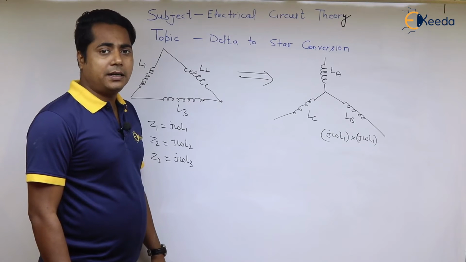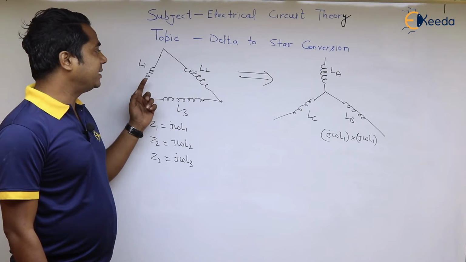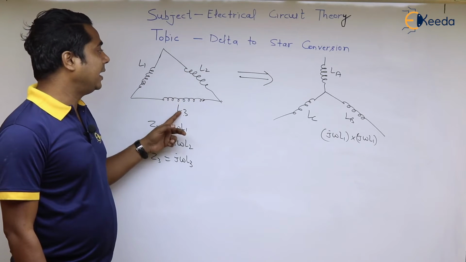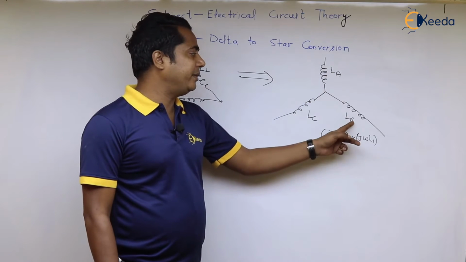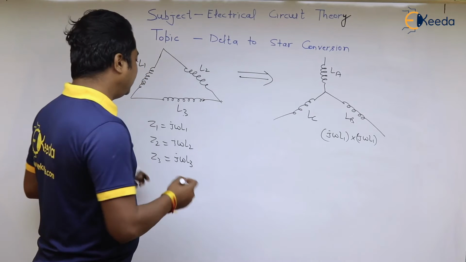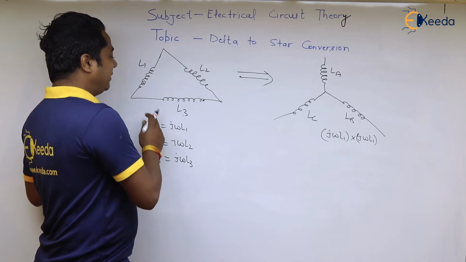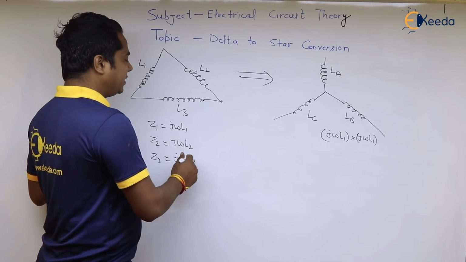Like the resistors, now we have three inductors. The values of the inductances L1, L2 and L3 are connected in delta and we are converting to star LA, LB and LC. So what will be the values of LA, LB, LC? We know that Z1 will be equal to j omega L1, Z2 is equal to j omega L2, Z3 is equal to j omega L3.